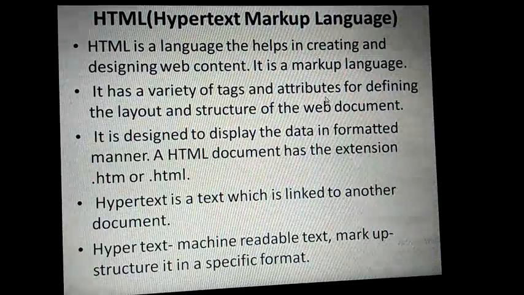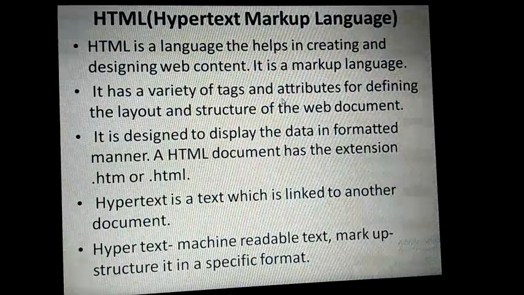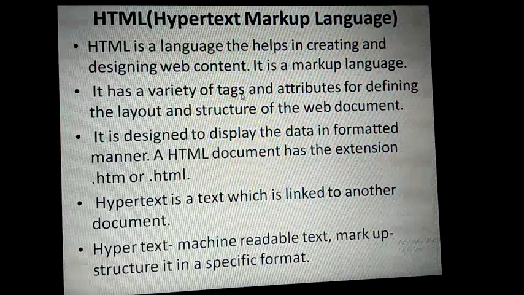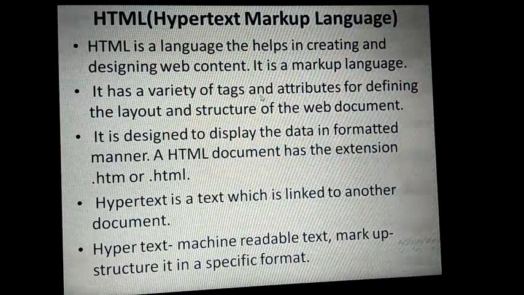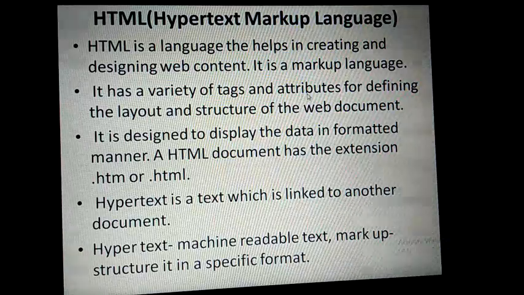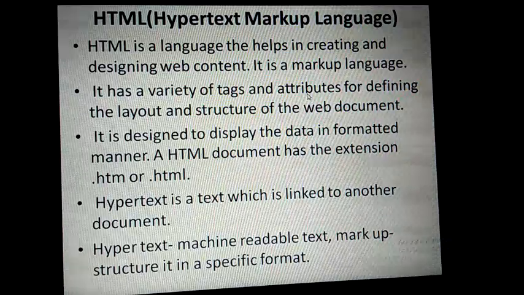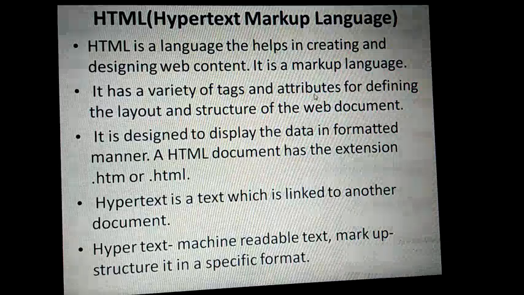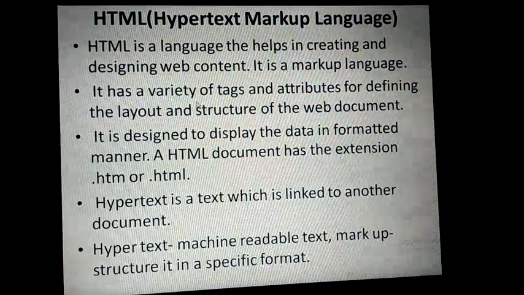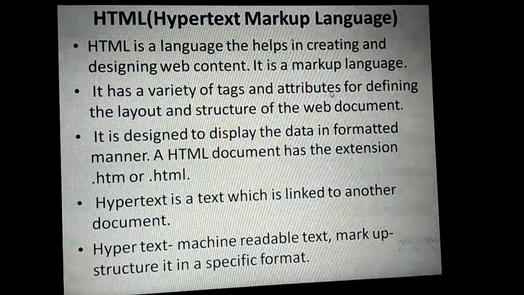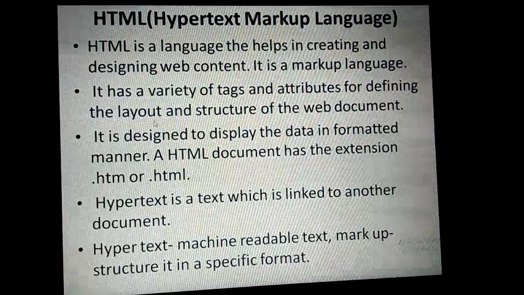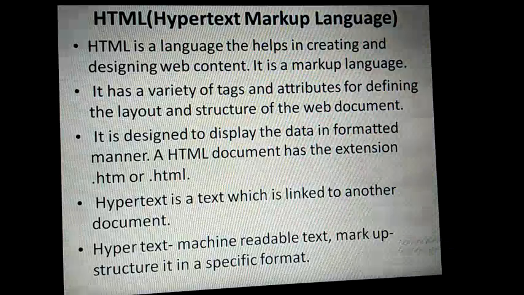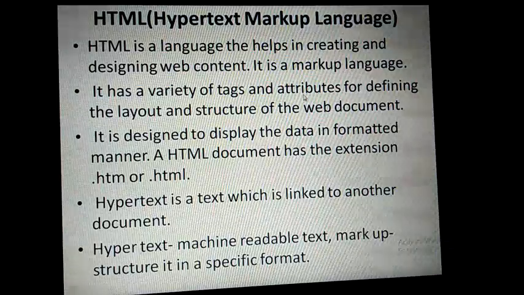Tag names like HTML, header, title, body are some of the examples of tags. Along with these tags we will write some attributes also, like font size, font color, and width. All those things are called attributes. These tags and attributes are normally used for defining the layout, that is the overall design and the structure of the web document. We will use these tags and attributes in the HTML.